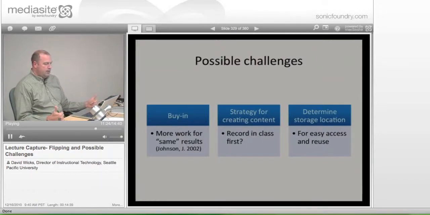So here are some of the possible challenges that you might face. First, for you, the buy-in. What you're doing is you're already getting good course evaluations. What you're seeing on test scores or assessments you're giving is acceptable. Why do more work? Why change what you're doing if what you're doing is already working? So that's an issue that you might run into.